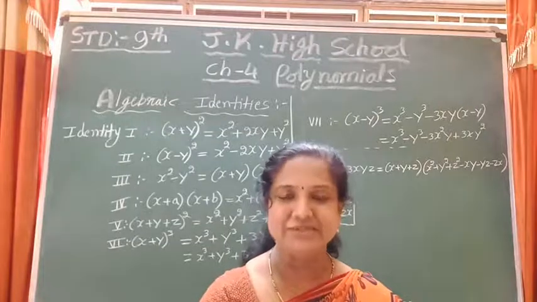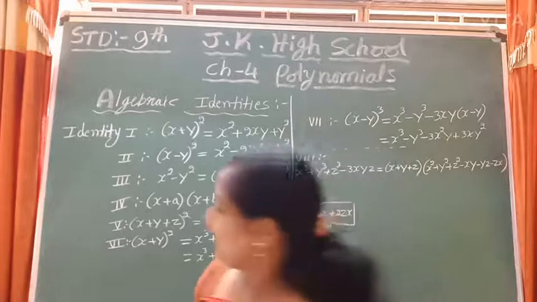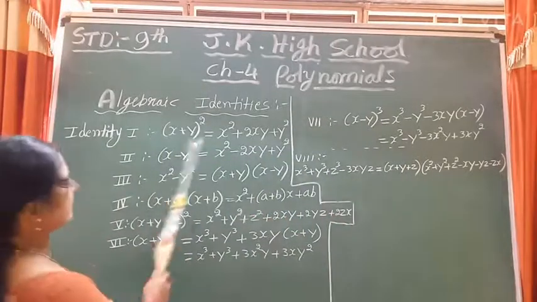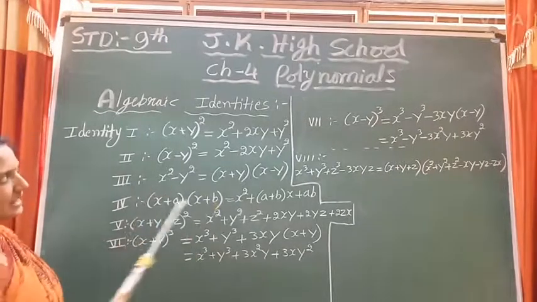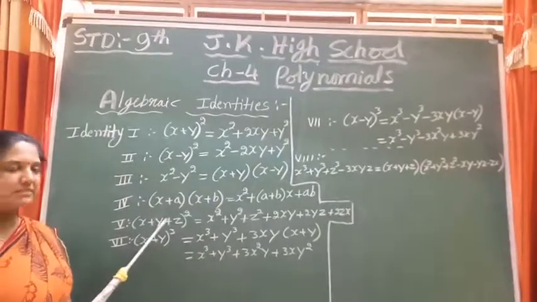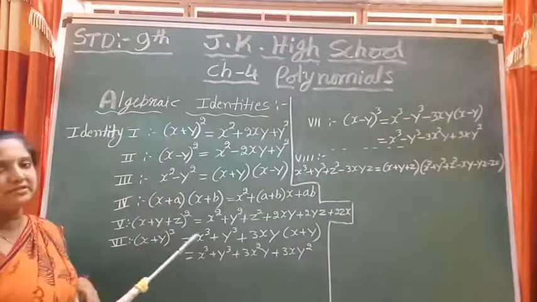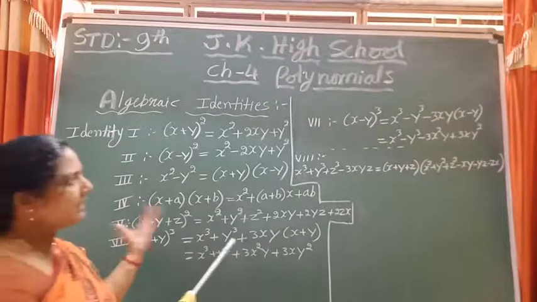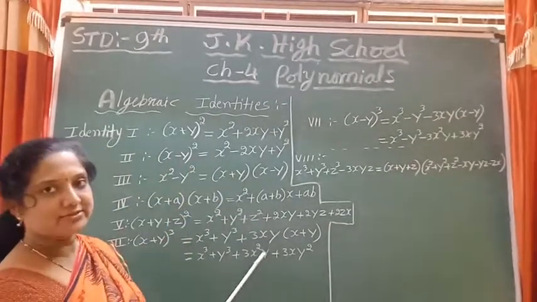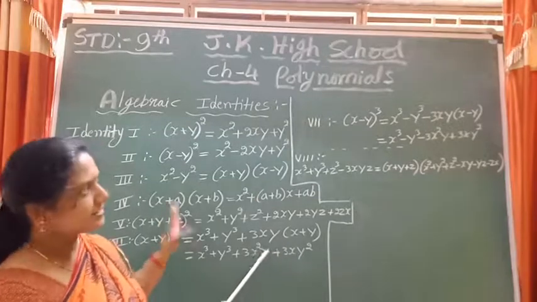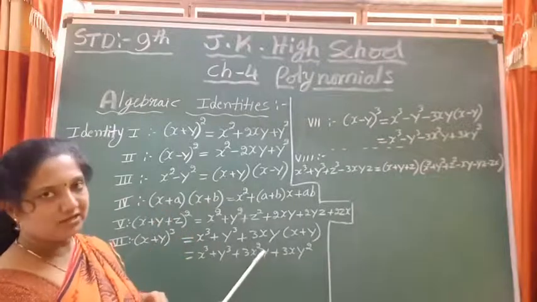I am going to continue with chapter 4, polynomials. In polynomials, we have to use some algebraic identities. These are all algebraic identities. Identities means, for these variables, we have used x and y here. If you substitute any value for x and y, you are going to get the LHS equal to the RHS. So these identities are true for all values. So we are going to say these are all identities.